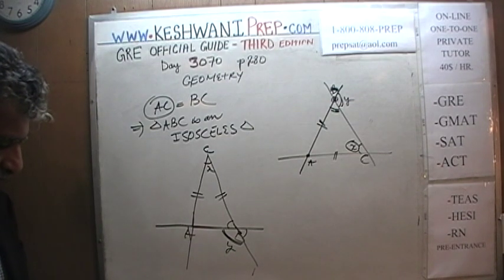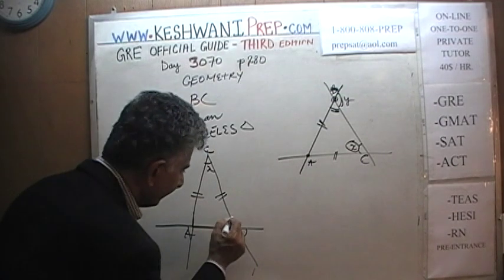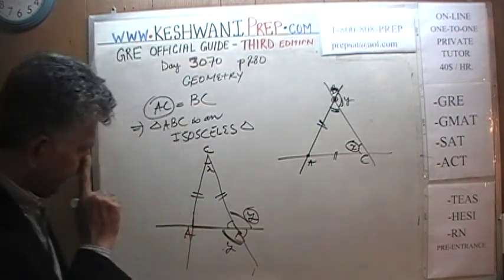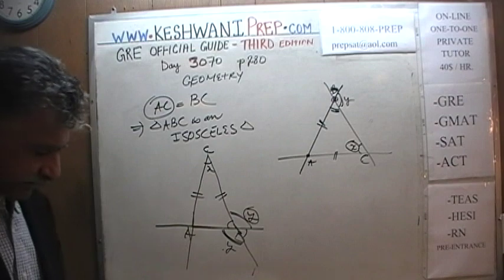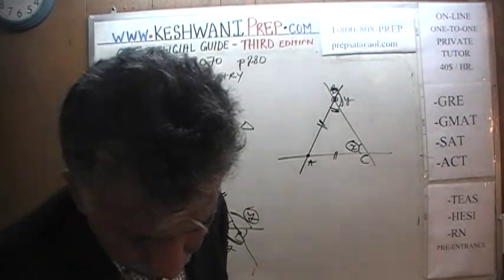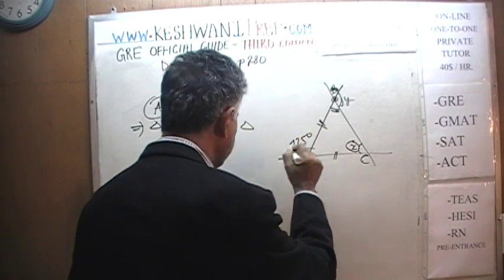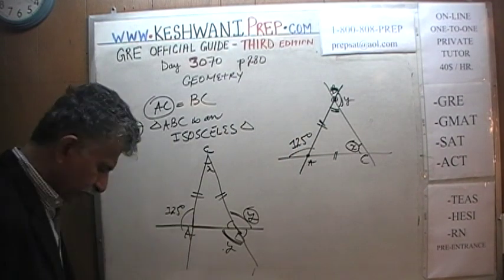Are you with me? Which of course is same as this angle right here, because they are opposite angles. This is Y. We have to find X and we have to find Y. Are there any angles that are given to us? We are told that this angle right here is 125. So let's put it here. This is 125. And now we can begin our process.